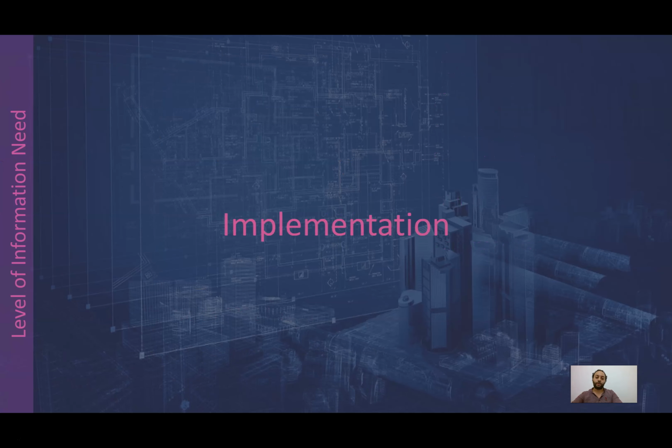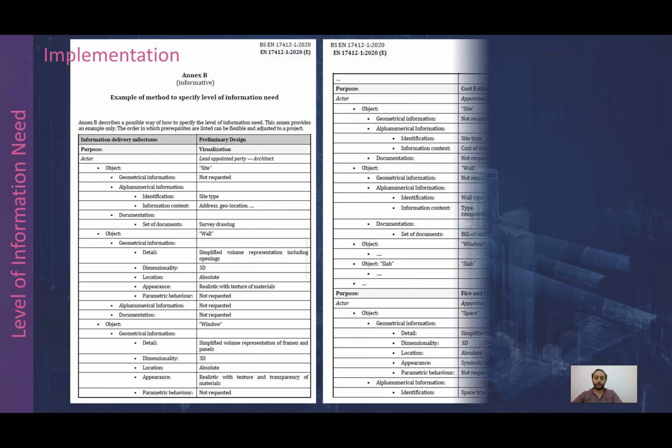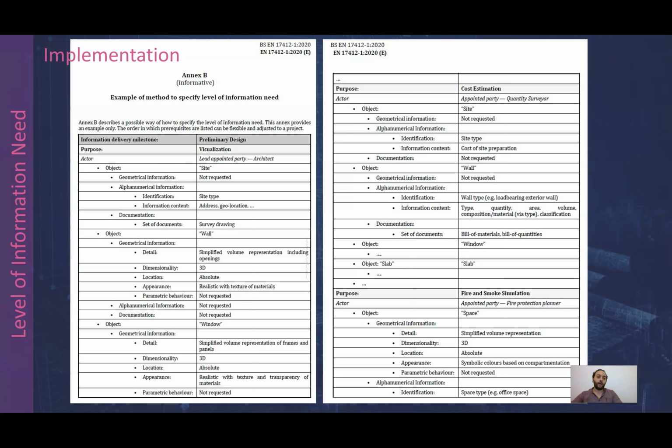Let's go to the implementation. Here is an example in the BS standard, which is Annex B. This example shows how to make the implementation of it. It's just an example, and of course, maybe in part two it has more description.